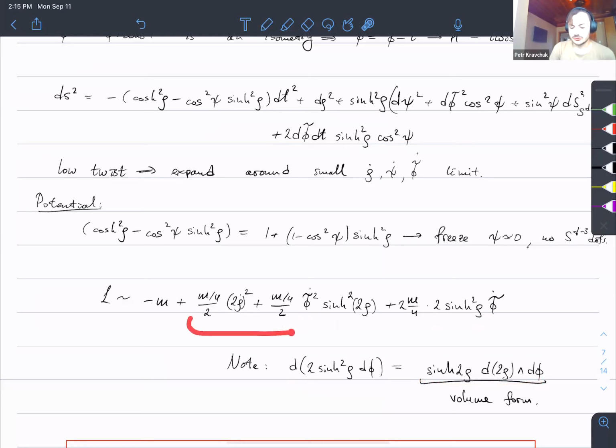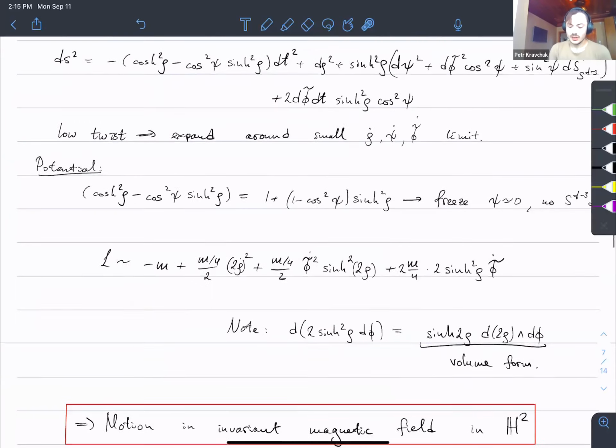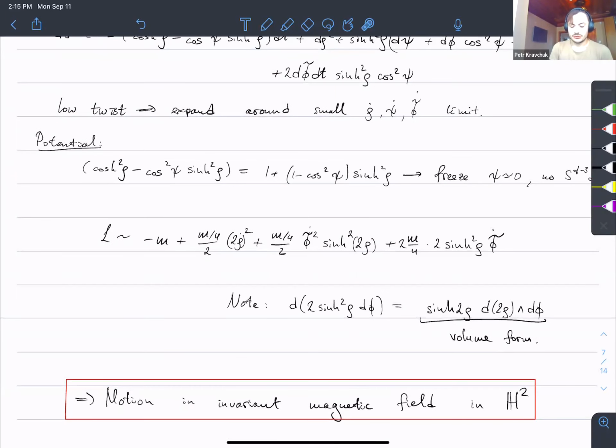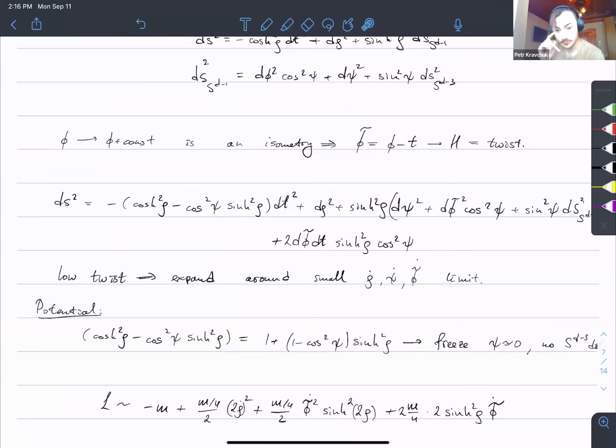So really what this Lagrangian is describing is a non-relativistic particle in the hyperbolic plane, where the radial distance is now twice rho, in a uniform magnetic field, a magnetic field which is invariant under the hyperbolic isometries. So in this approximation, the particle behaves as if it's moving in a magnetic field in the hyperbolic plane. That's basically what happens if you try to understand the lowest energy state for a particle.